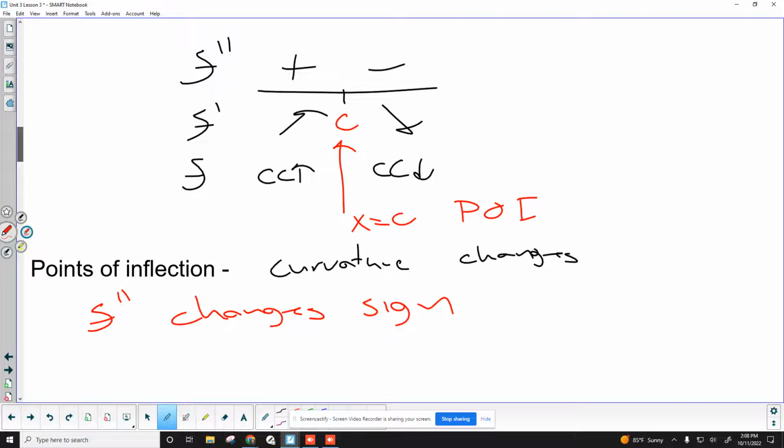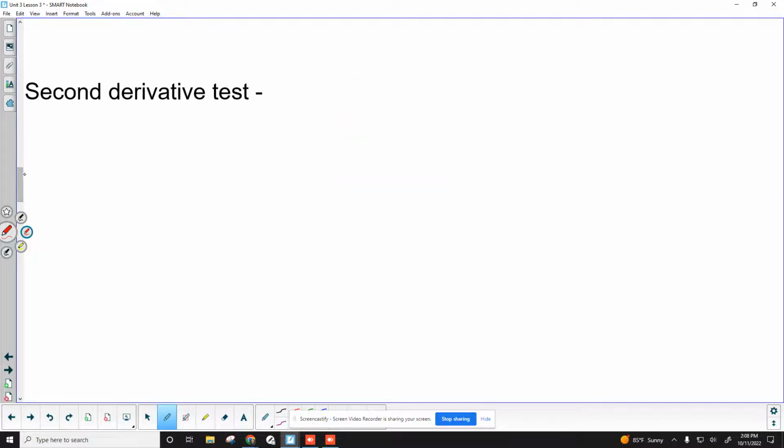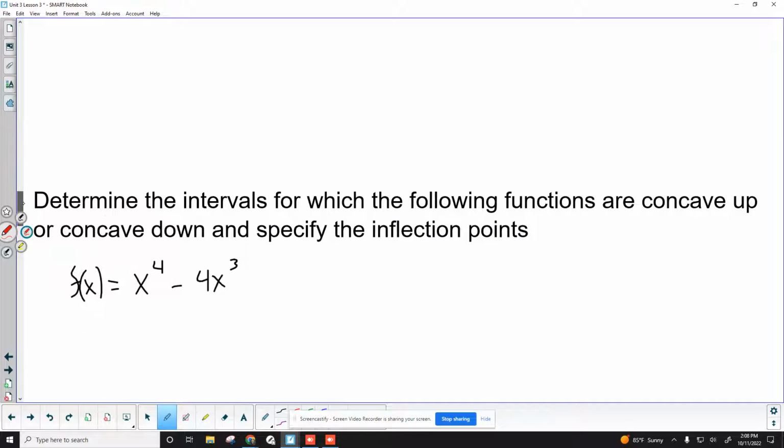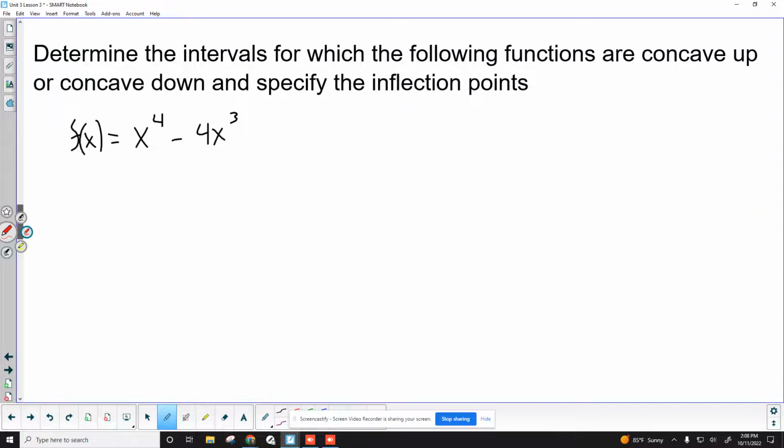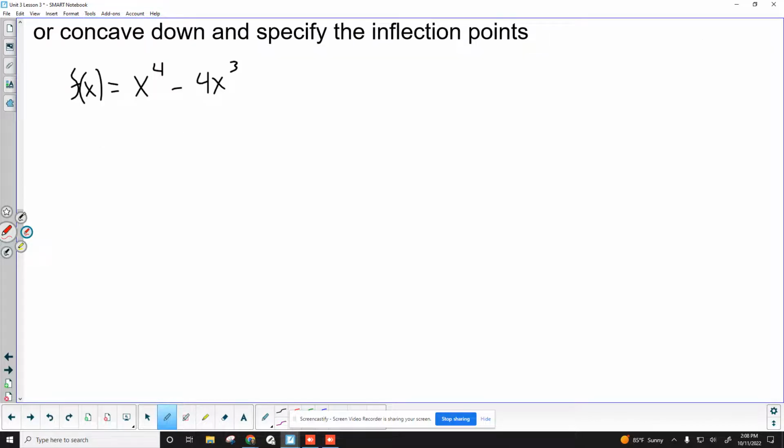Got it? All right. So skip the second derivative test. We'll get to that in a later unit. Oh, you guys don't even have it in your notes. Great. Let's go ahead and figure this out.